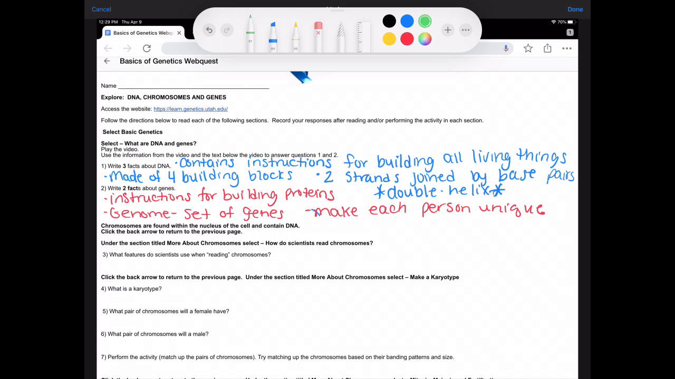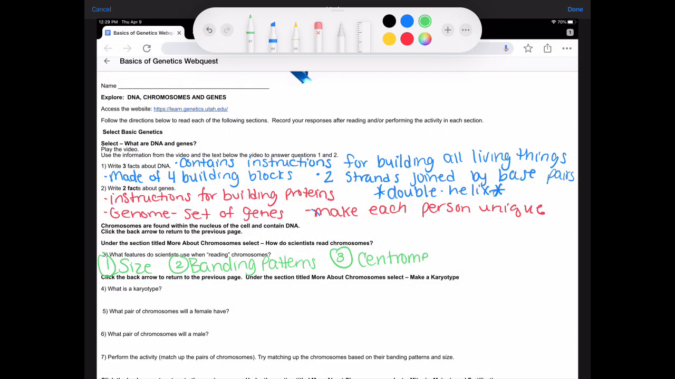What features do scientists use when reading chromosomes? So in order for them to read chromosomes or to match up the chromosomes when they're making a karyotype, they're going to look at 3 different things. They're going to look at the size of the chromosome, the banding pattern, that's that like striping look, the black, gray, white on the chromosome, and I showed it in my note slides that I posted earlier in the week, and then the centromere position.